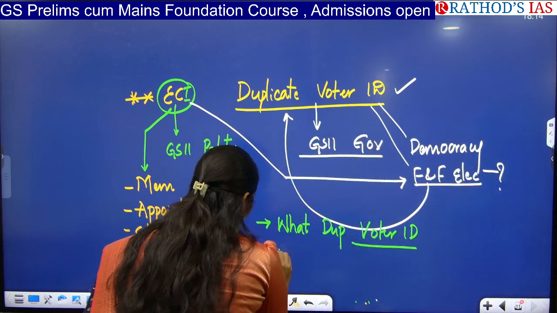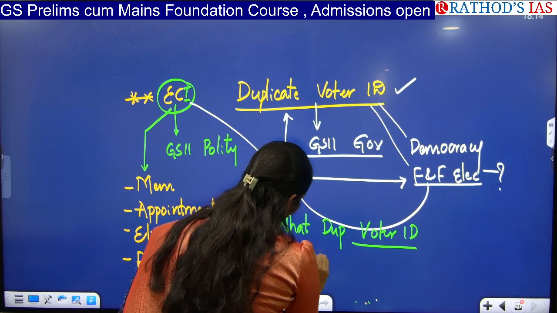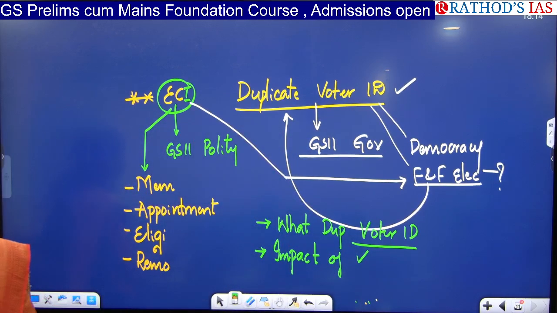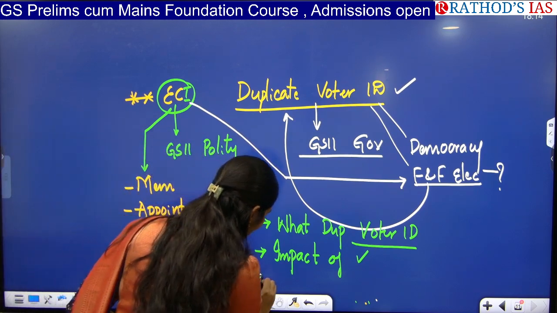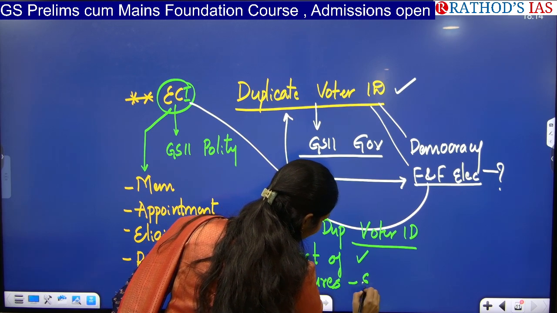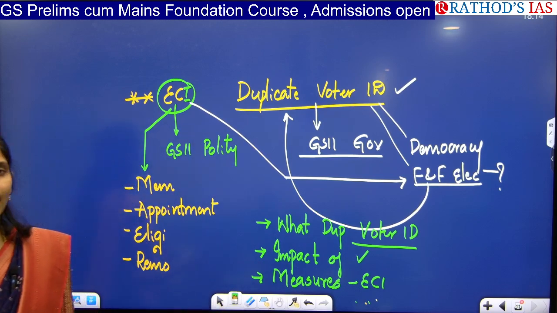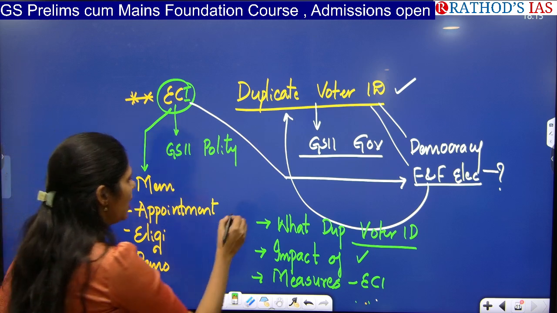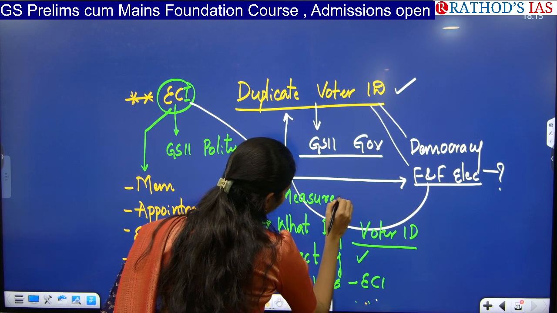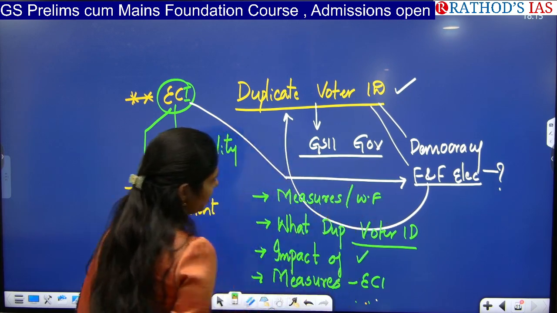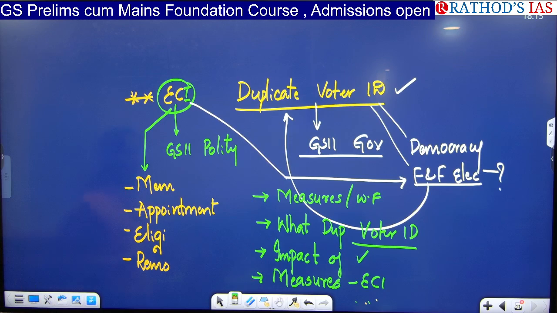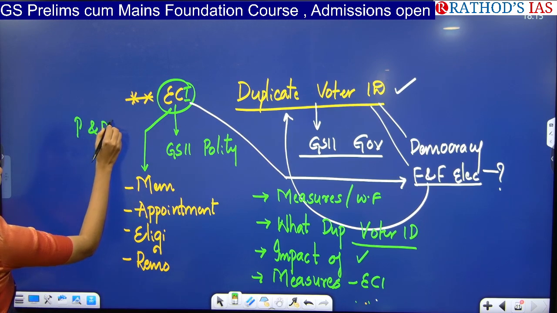Next you have to see the impact of duplicate voter IDs on our democracy and election process. And you have to see the measures taken by the Election Commission of India regarding free and fair elections. And the last one is you have to think about the measures to be taken, or the way forward. If you see all these things, then your work will be done. These are the things that you have to refer to from both the prelims and mains point of view.